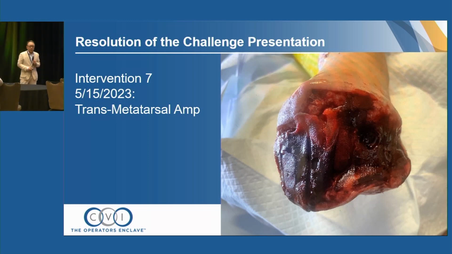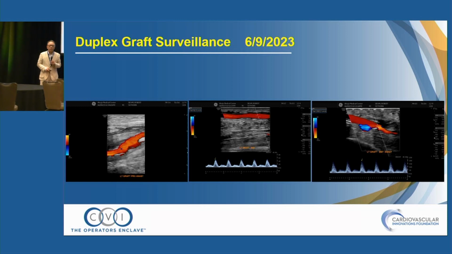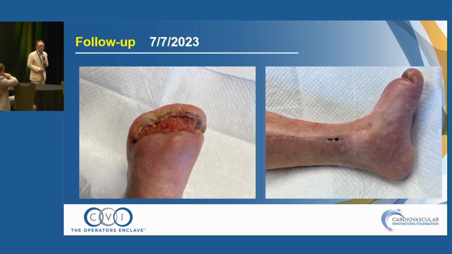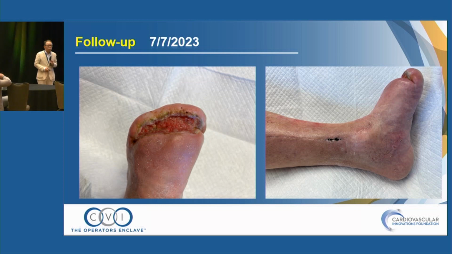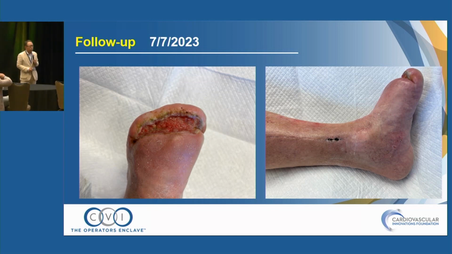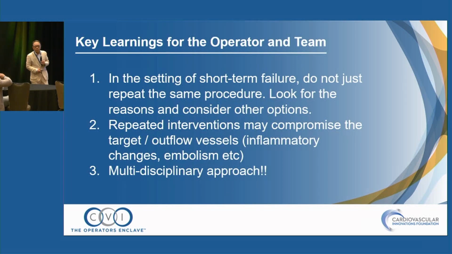A few days later, patient underwent completion transmetatarsal amputation, as shown here. And on a month graft surveillance duplex, the bypass graft was noted to be patent without any flow disturbances. And patient was seen 2 weeks ago in my clinic and was noted to have a nice healing of the wound with a healthy granulation tissue. It is expected that the patient will progress to complete healing of this wound.